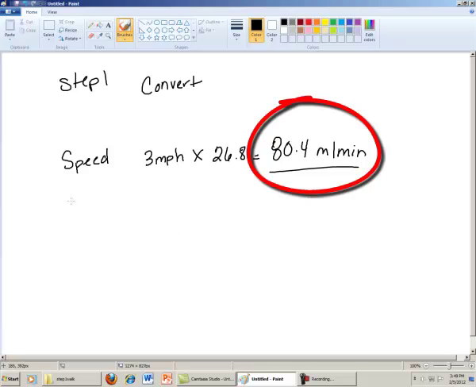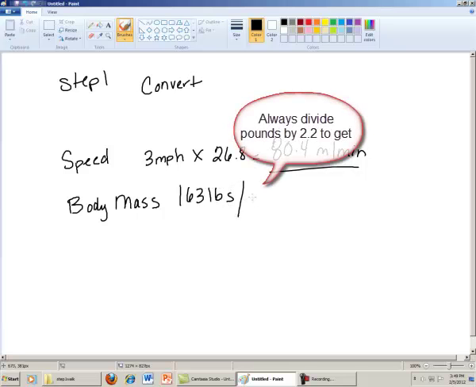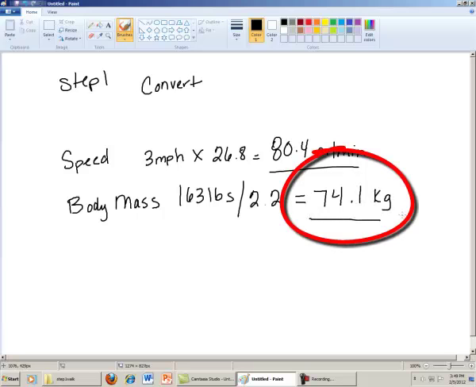The second conversion we need to do is body mass. We know that he weighs 163 pounds, and in order to get kilograms from pounds, we're always going to divide by 2.2. And once I do that simple math, I'm going to get 74.1 kilograms. And again, we'll plug this in along the way when it asks for body weight and when it asks for speed.